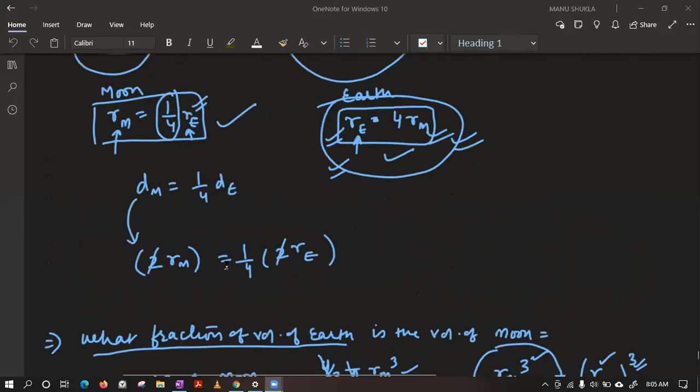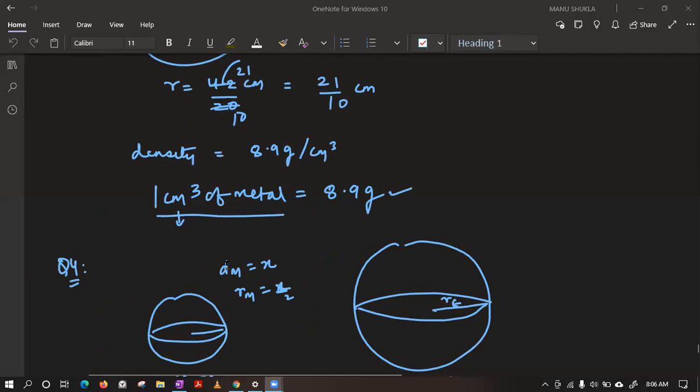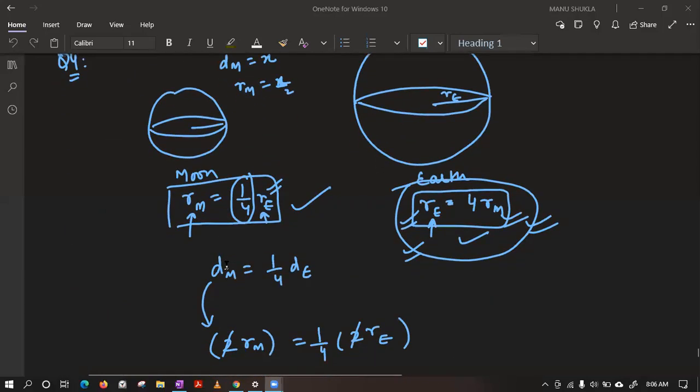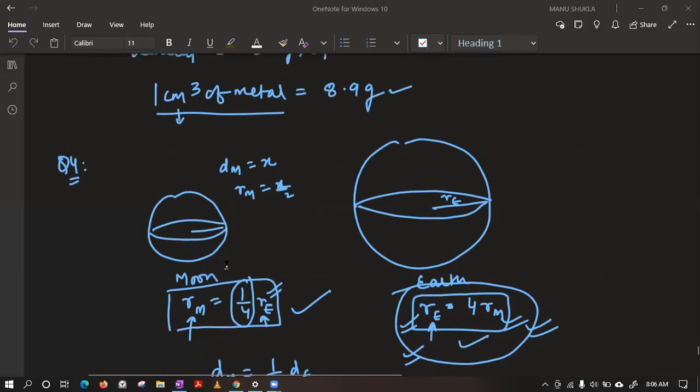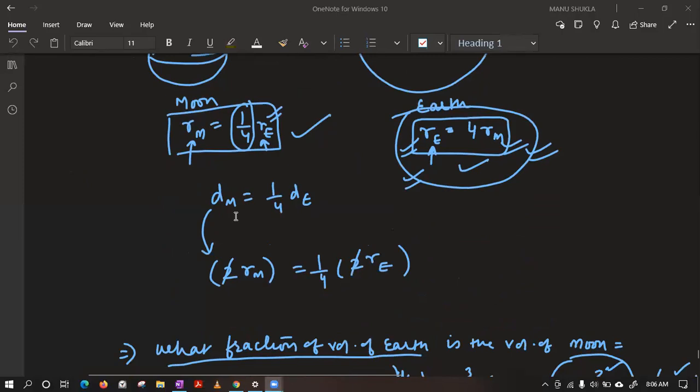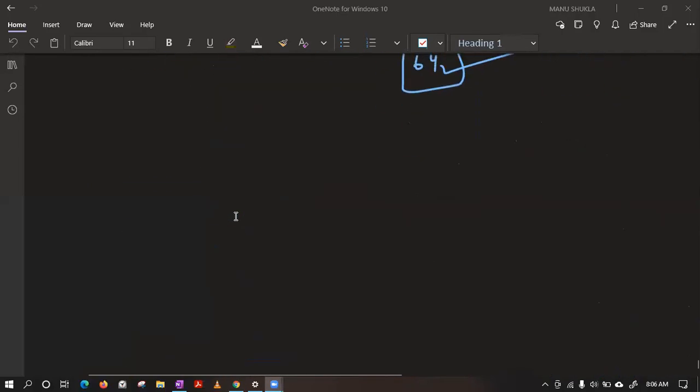In the last class, we discussed question number 4 of 13.8, which is based on a sphere's volume. Let's take the next question. Question number 5 is how many liters of milk can it hold? This is a simple volume question you can find. Question number 6, let's see.